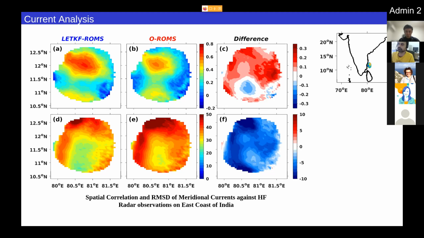Along this location, most of the current is meridional current because of the East India Coastal Current, which is seasonally reversing. Sometimes it goes towards the poles, and after 6 months, it reverses and goes towards the equator.